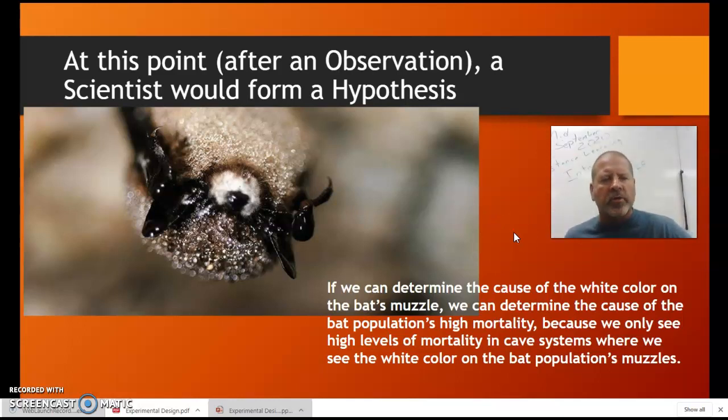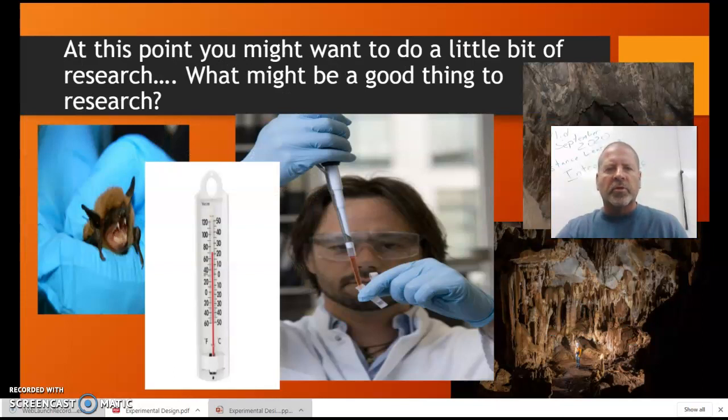So you're going to look into that, and you're going to maybe make a hypothesis. A hypothesis is something that includes if, then, and because, right? So a kind of loaded hypothesis in this case would be: if we can determine the cause of the white color on the bat's muzzle, we can determine the cause of the bat population's high mortality, the reason they're dying, because we only see high levels of mortality in cave systems where we see this white color on bat population's muzzles. So where we're seeing a lot of white muzzles, we're seeing a lot of dead bats. We think there's a relationship there. That would be a hypothesis, something that you could start to look into.